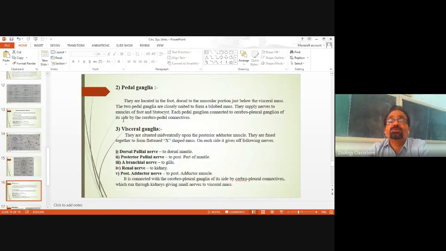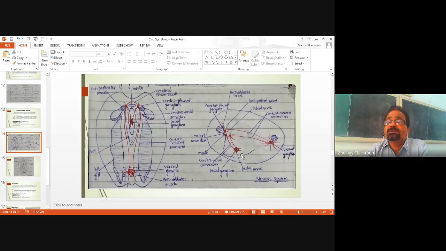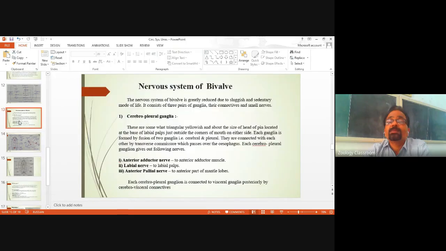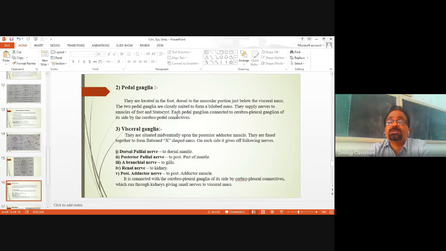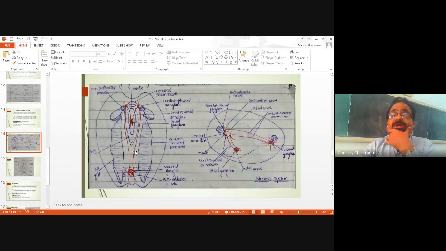They supply nerves to the muscle of the foot and the statocyst. Now, statocyst is the sense organ that we are going to study later. Each pedal ganglion is connected to the cerebropleural ganglia of its side by the cerebropedal connective. Here also, this is that connective. This is the pedal ganglia. The cerebropleural ganglion on its side and the pedal ganglion are connected by the cerebropedal connective. Okay.